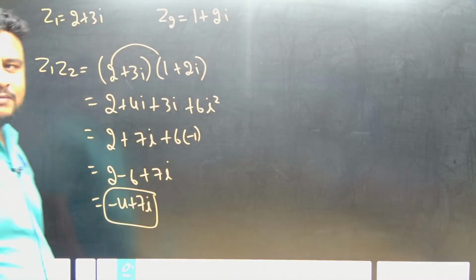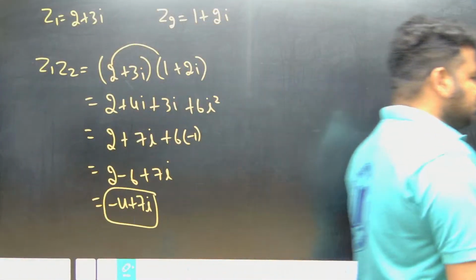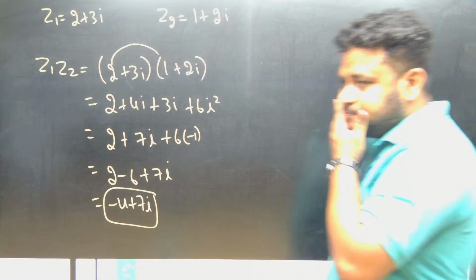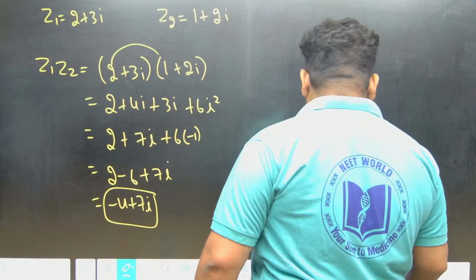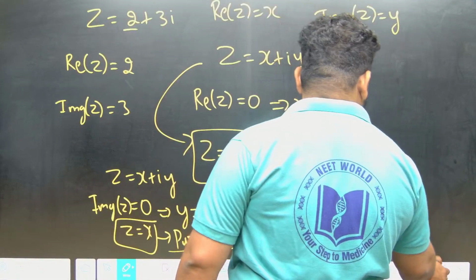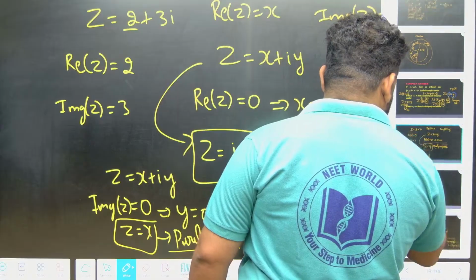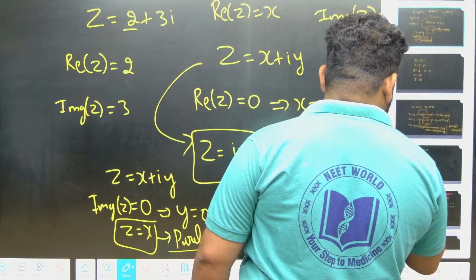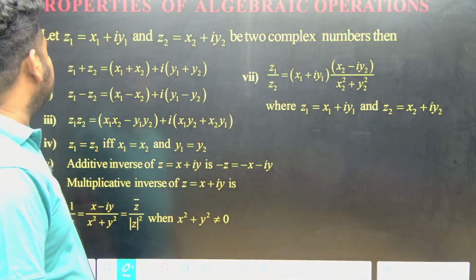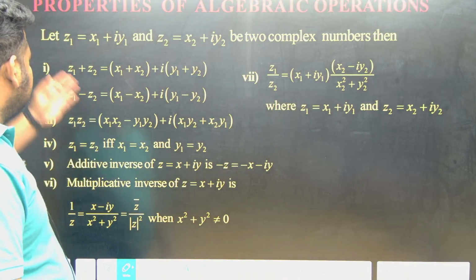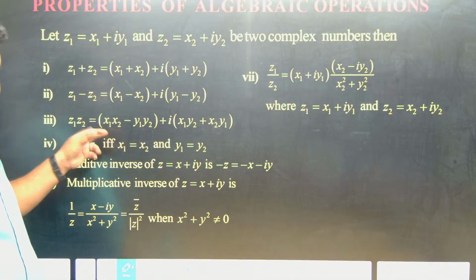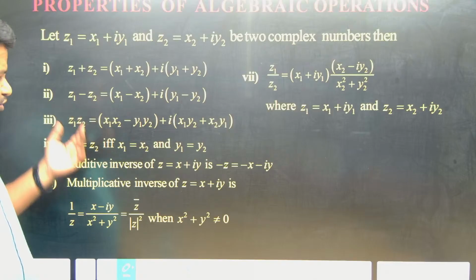So this is about the multiplication of complex numbers, friends. Clear? Now let us see some other properties that are there. Properties of algebraic operations. Addition, subtraction I told you. Multiplication also I told you.